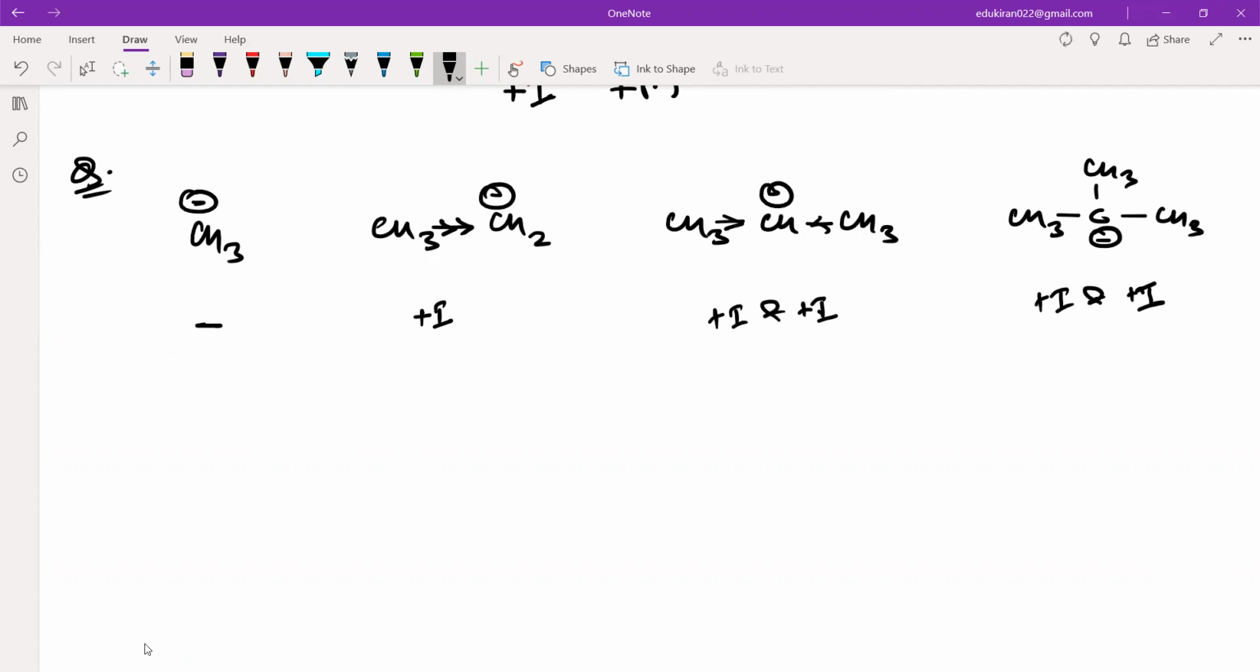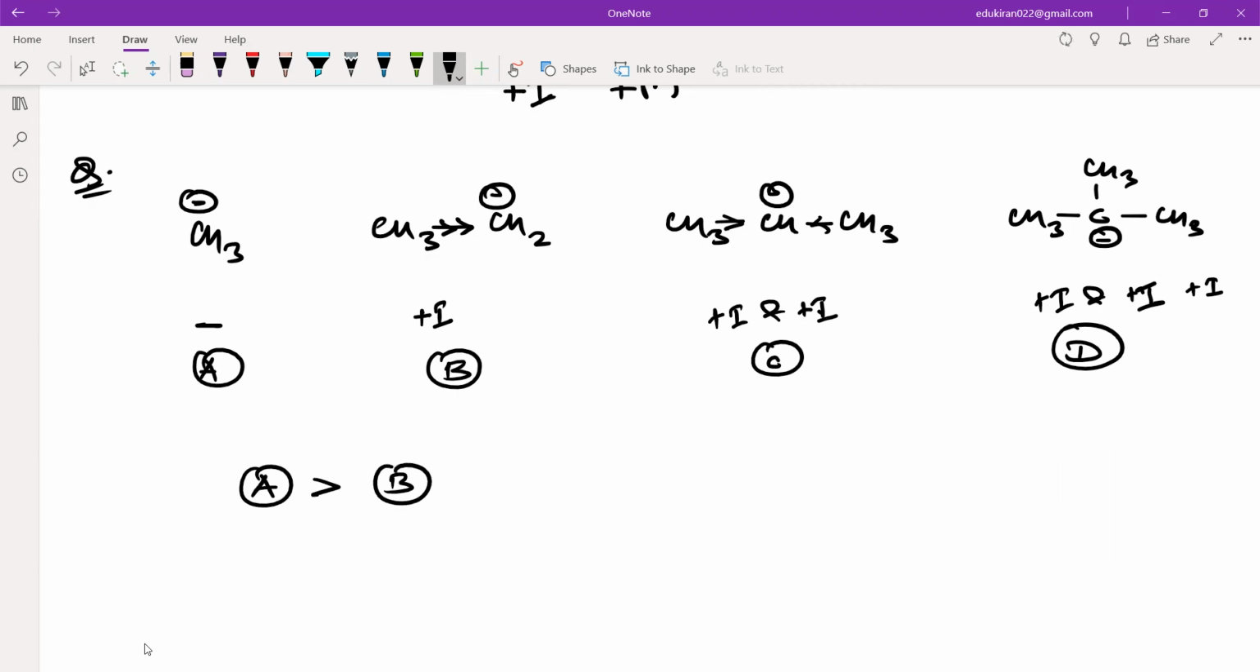So in this case, if I have these four structures, namely A, B, C, and D, then in the last I can say that we have 3 plus I groups. So we are giving more and more electrons. We are making it more and more negative. And if the charge is increasing, then we are destabilizing it. Hence, A is the most stable here. B is the next, C is the next, and then we have D, which is the least stable.